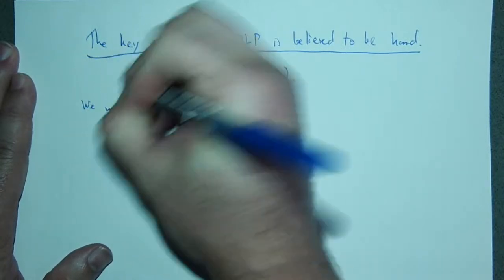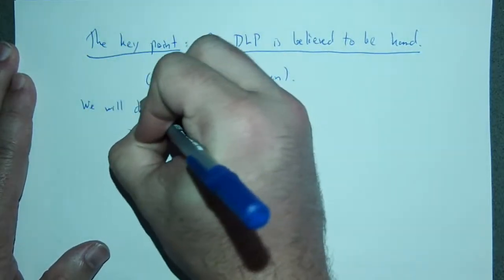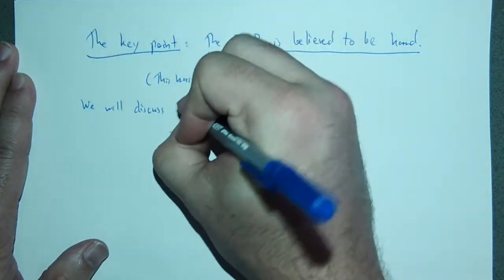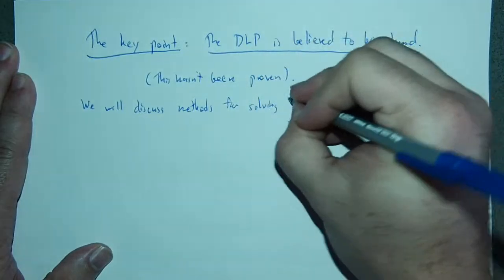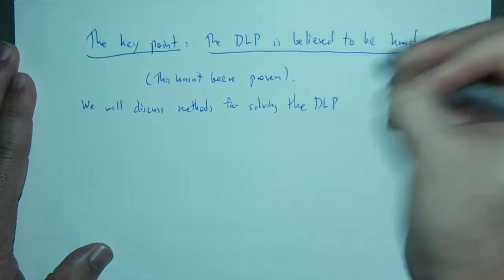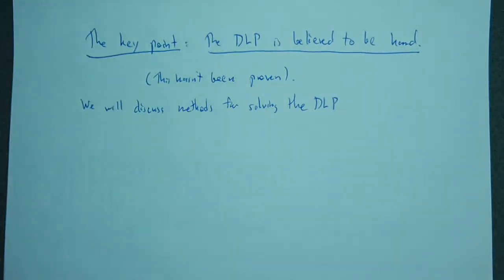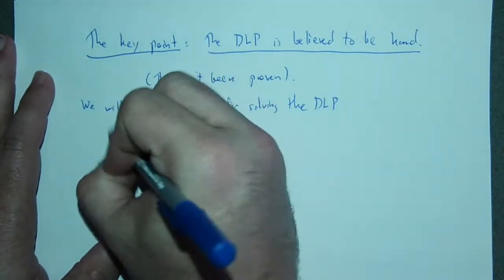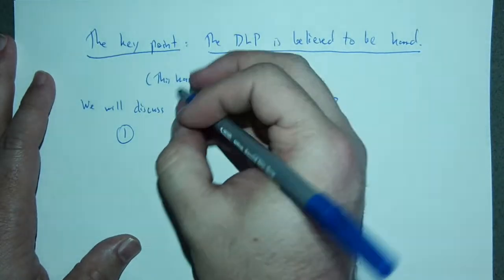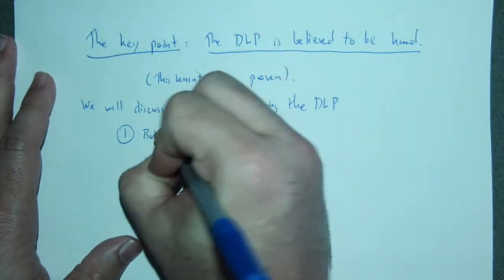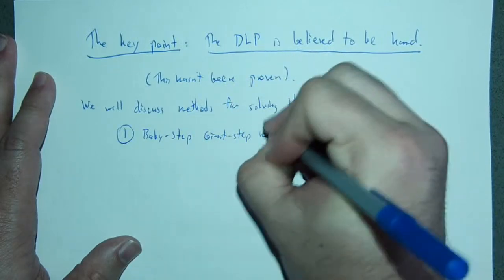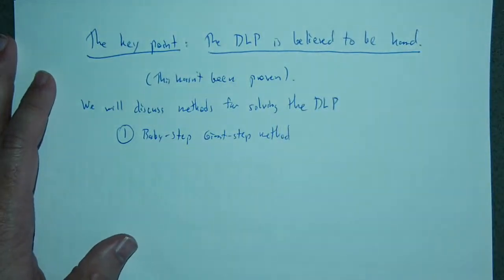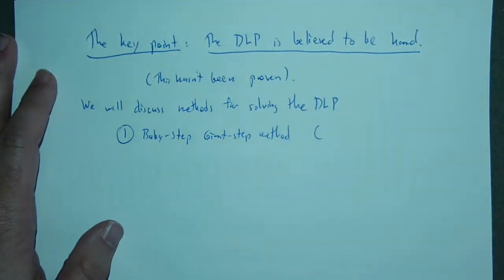So we will discuss methods for solving the discrete log problem. Like I said, one I will discuss in detail. The other I will leave to you to read. So one is the baby step, giant step method. And this basically works for P up to like 20 digits.